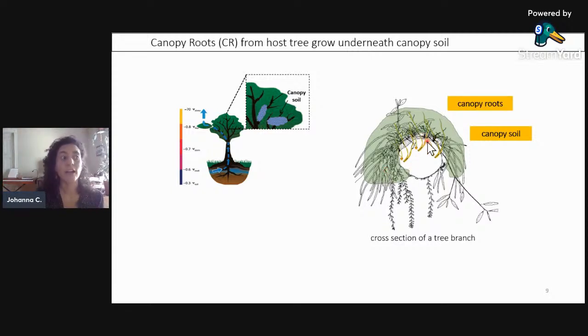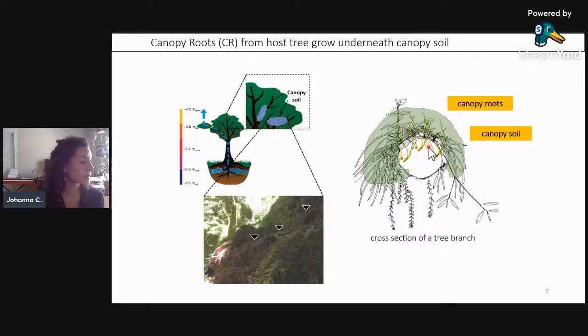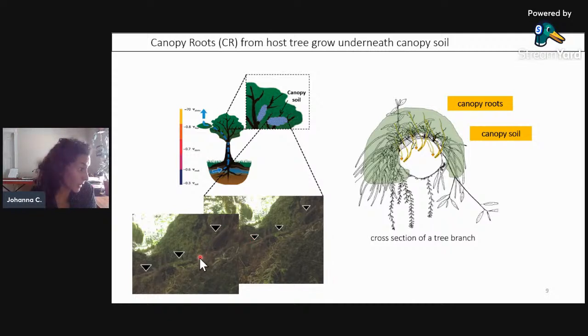These roots are not from the epiphytes themselves. These roots are actually from the host tree. So these roots are growing from the branches of the host tree, underneath that canopy soil. And we have seen these roots. You can see here in real life, we just removed that canopy soil layer, and the arrows are showing you one of the real roots. So I just zoom in here. These actual roots can reach around 10 to 12 centimeters of diameter, very similar to the roots underground.